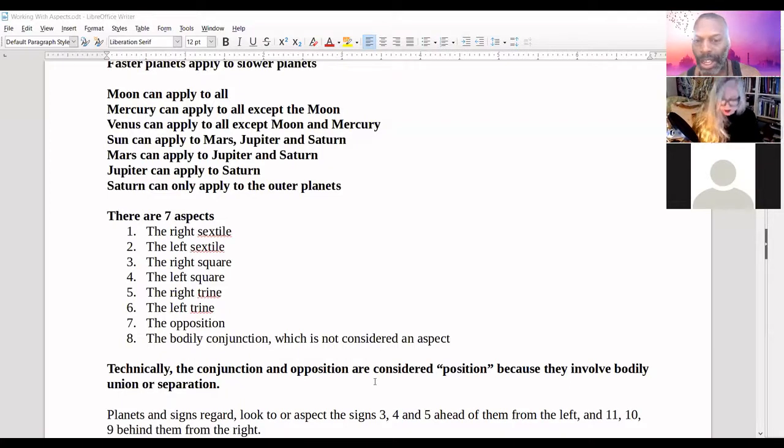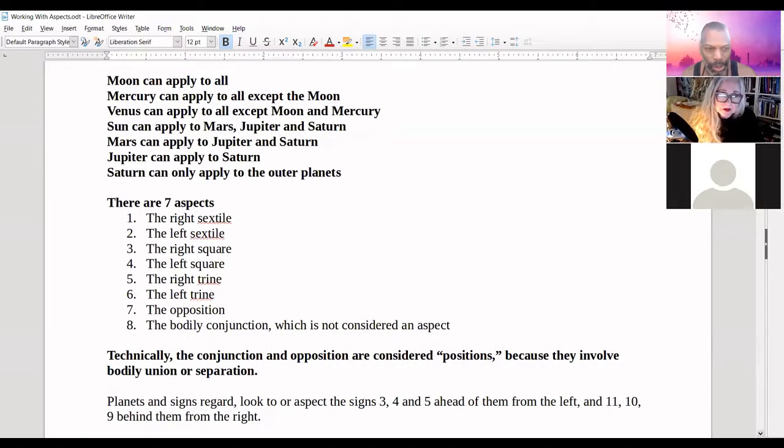Technically, the conjunction and the opposition are considered positions. They're not considered aspects because they involve bodily union or separation, right? So the conjunction is called the bodily conjunction. And actually, the term is conjugal, right? Which is a term that's similar to a marriage, right? So you think of conjugal, like a conjugal visit that a prisoner has with his wife. So that's where the word conjugal comes from. So that's something to think about for the conjunction.